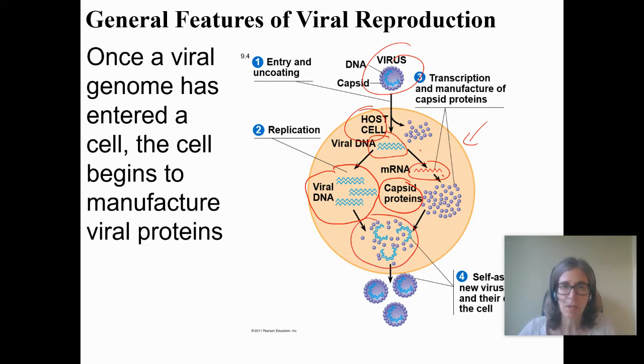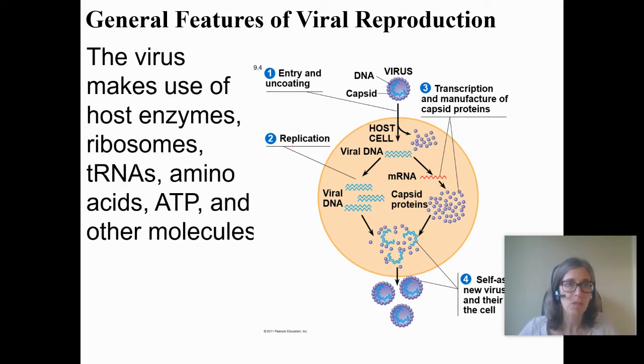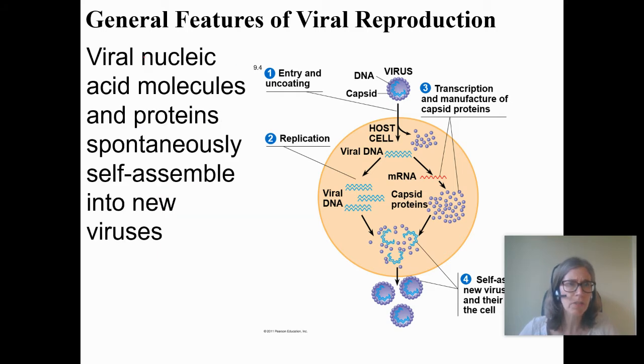And then the viral parts, the DNA and the proteins, will assemble and bud off and make new viruses. So the virus makes use of the host enzymes, the ribosomes, the transfer RNAs, the amino acids, the ATP, all the stuff inside the host cell in order to reproduce. Viral nucleic acid molecules and proteins will spontaneously self-assemble into new viruses. Sometimes they'll kill the host cell at that point and break out of it, and sometimes they'll just bud out like this. By budding, I mean they form a little extension here.